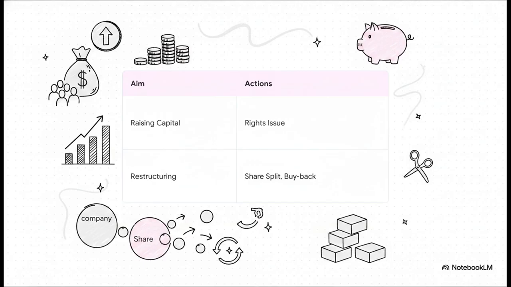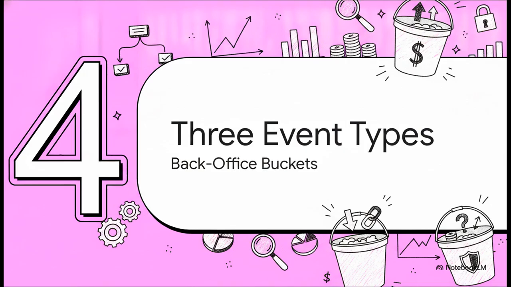They might launch a rights issue, which basically offers existing shareholders the chance to buy more shares at a really steep discount. Alternatively, if a company wants to make its stock more attractive, or maybe increase liquidity, they'll focus on restructuring. This is exactly where we see things like share splits to change the quantity of issued capital, or share buybacks to consolidate value. All right, Section 4, 3 types of events.